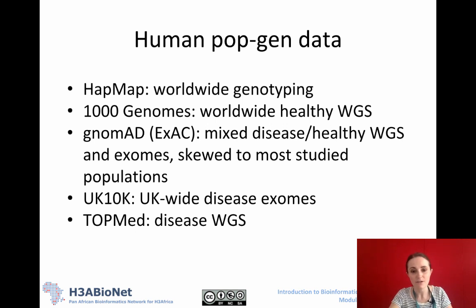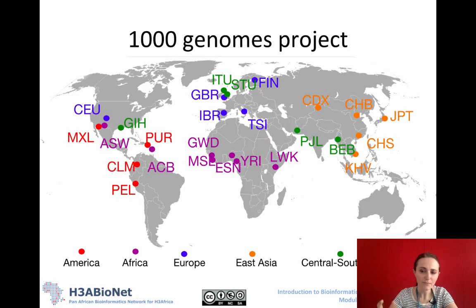There's also data in Ensembl from UK 10K, which is UK-wide, and TopMed, which is disease whole genome sequencing. So if we look at 1,000 genomes as an example, 1,000 genomes took approximately 100 people from each of these labelled populations around the world. And each of the populations is a subpopulation which forms part of a superpopulation.